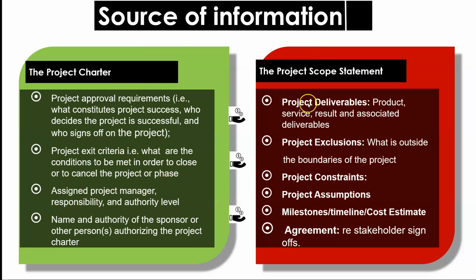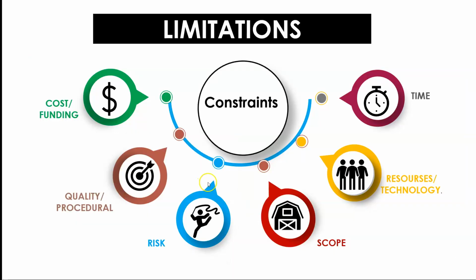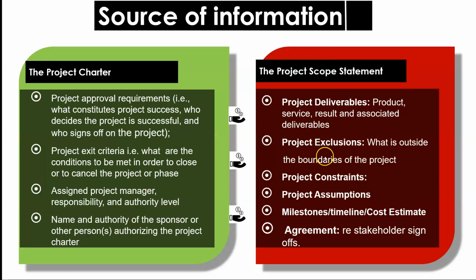All right, the scope statement talks about the deliverables, exclusions, project constraints, project assumptions, milestones and agreements. Now, the team has to come up with what are the project exclusions. When you agree on what is going to be in the scope statement, you have to clearly state what is not going to be in the scope statement, so that stakeholders are not expecting the project to deliver things that it is not going to deliver.